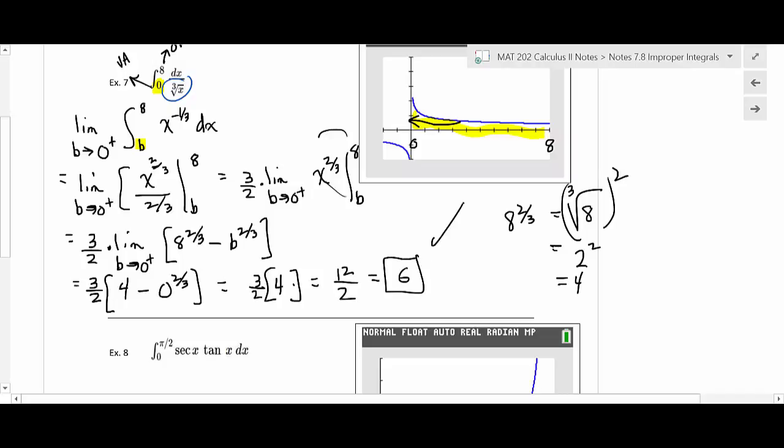So that's the idea with that problem: you set up the limit. The key is setting up the limit on the improper integral, but the integration wasn't very difficult, was it? So it's the setup you've got to focus on.